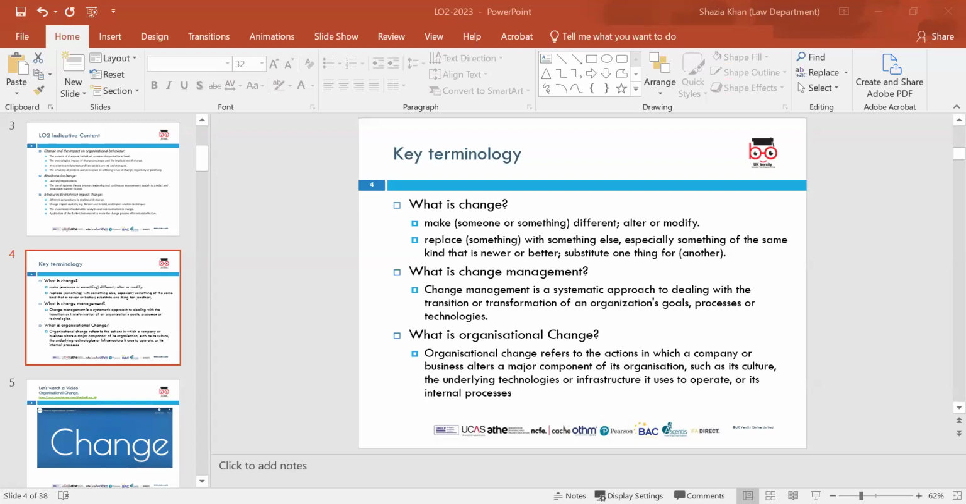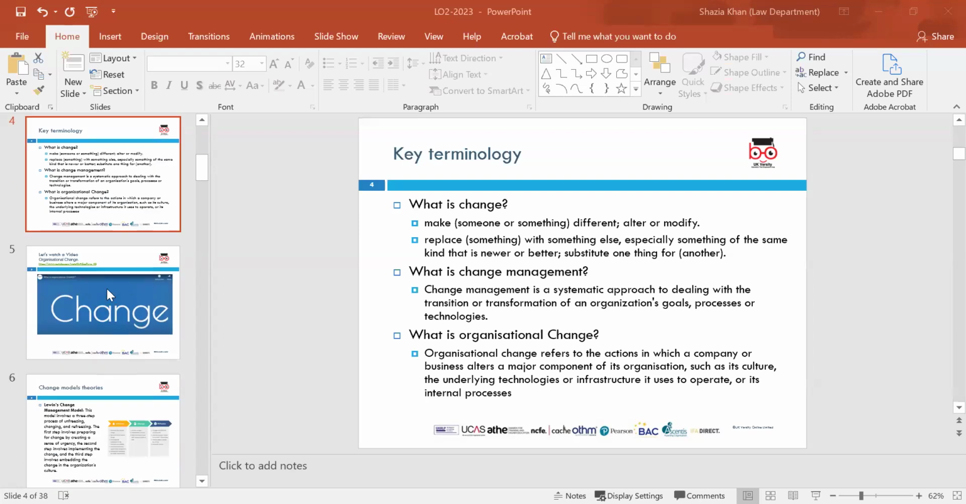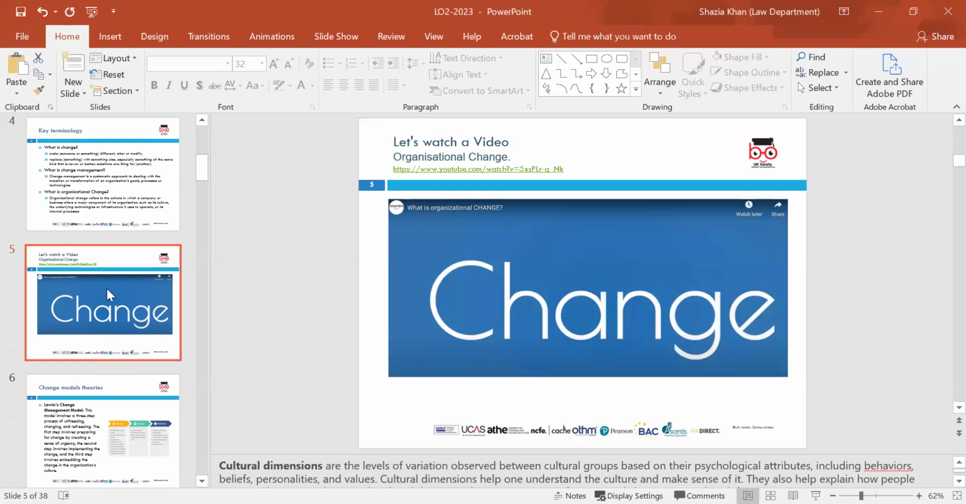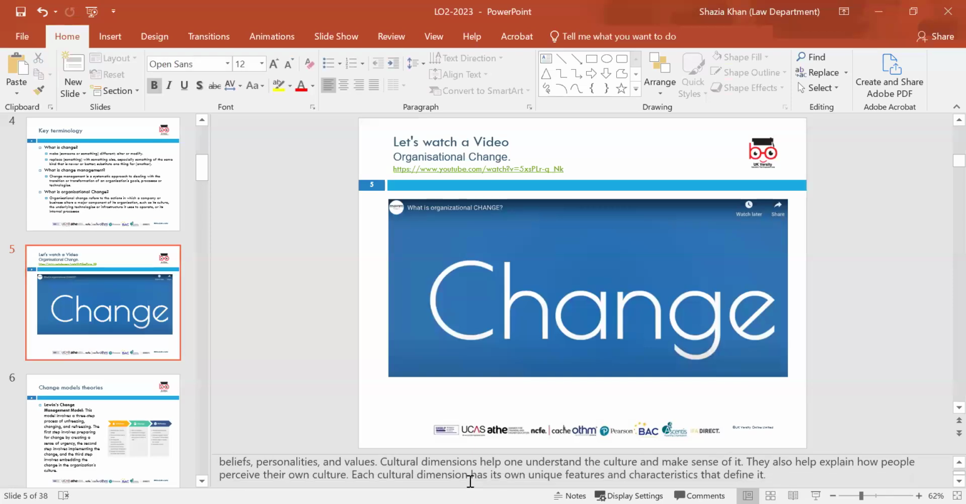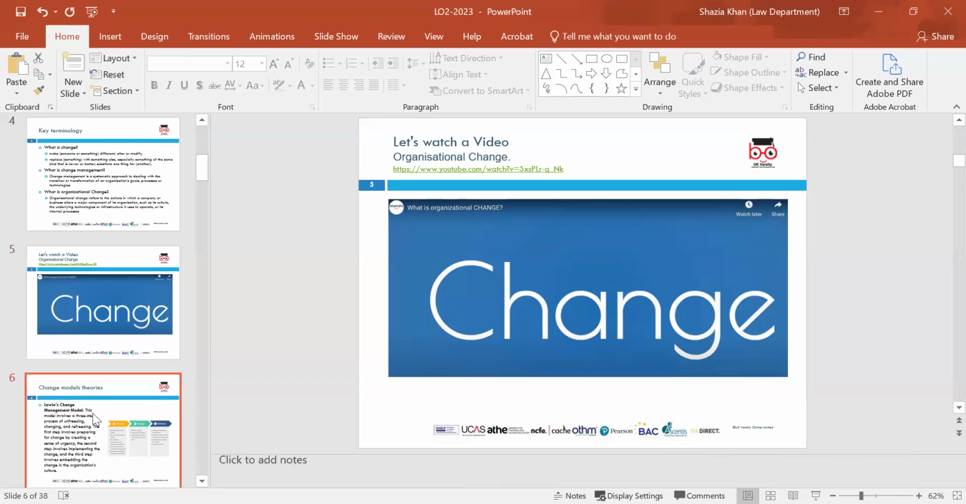Organizational change refers to a company taking a major component of the organization and trying to change it to meet the learning outcomes and their strategic plans as well. So there's a video there on change, and it looks at the level of change within an organization, people's behaviors, culture, and how change impacts on individuals.